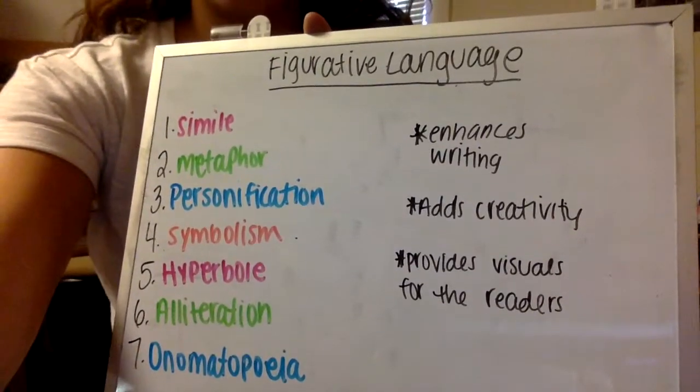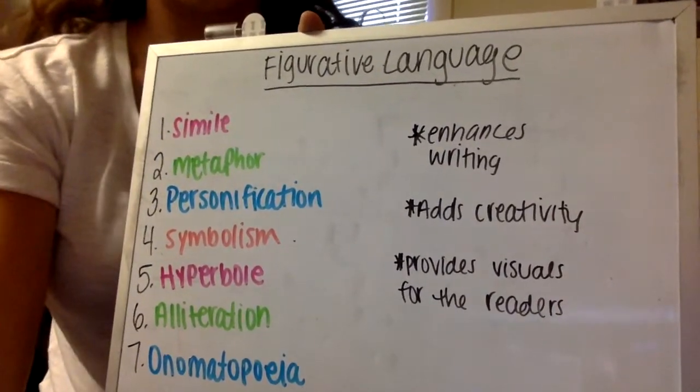So the first type of figurative language that we're going to talk about is a simile. A simile is comparing two different things that have nothing in common with one another using the words like or as. So you would say she is as tall as a giraffe, or he is as dull as a rock. Something like that. You're using like or as to compare the two things.